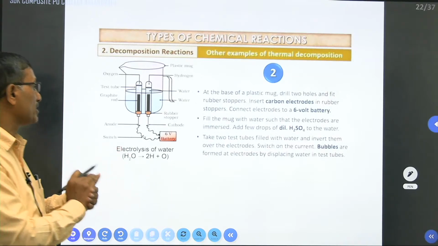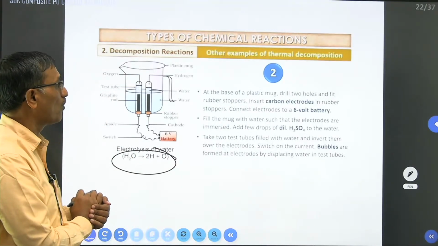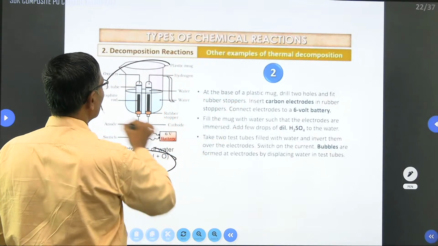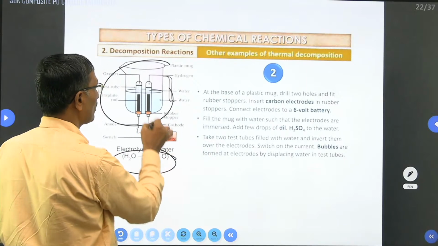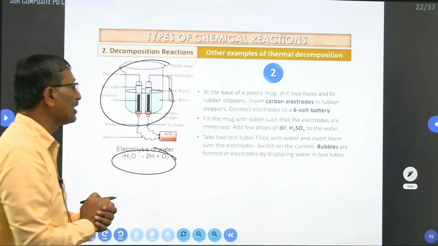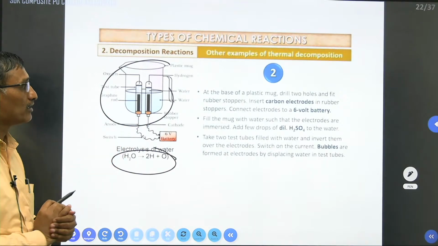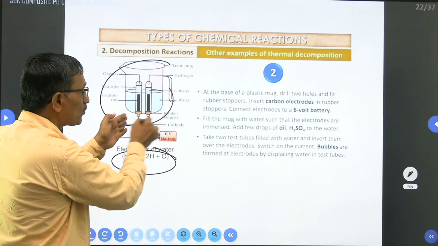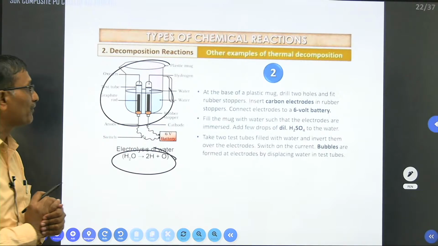But the question is, how are we doing the electrolysis of water? You know, this is a plastic mug. Two holes have to be drilled and a rubber stopper fitted, and we insert two carbon electrodes in that rubber stopper. These two electrodes are connected to the battery. 6 volts is applied. Okay, fine.